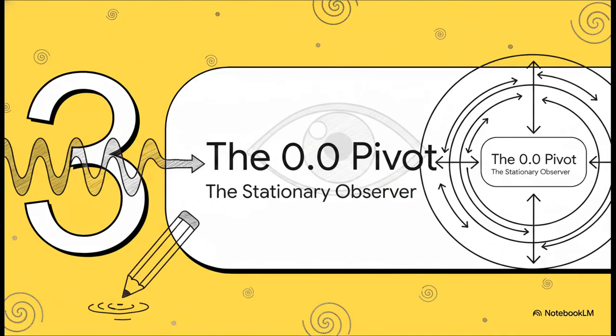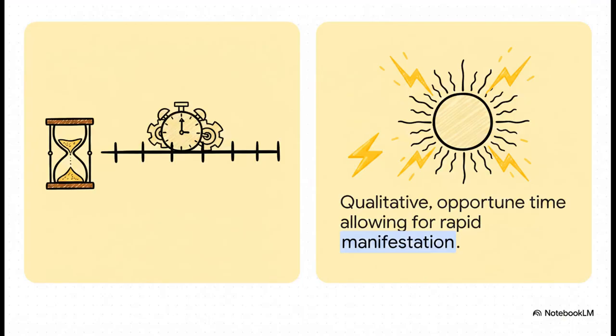Section 3. The 0.0 pivot. The stationary observer. To really grasp how the observer actually functions inside this loop, we have to look at how Smith completely redefines the concept of time itself. Standard physics looks at time through chronos, the quantitative linear measurement of time just passing by. Think of chronos like a clock relentlessly ticking on the wall during a boring meeting.